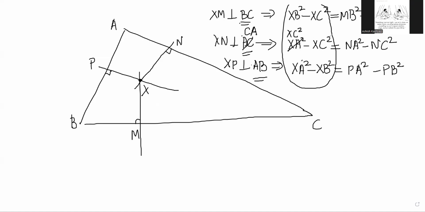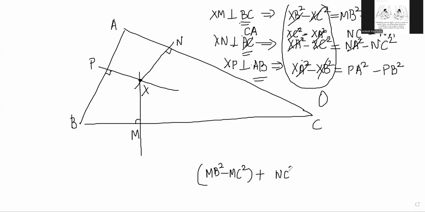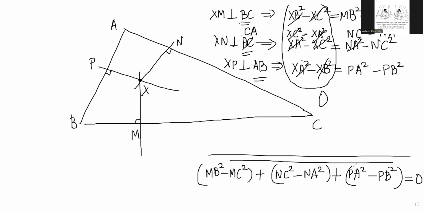XC square minus XA square, and here it comes equal to NC square minus NA square, right? Now it would cancel out nicely, right? Left hand side is 0. So what we are getting is MB square minus MC square plus NC square minus NA square plus PA square minus PB square is equal to 0, right? And that is proof of one side of Carnot's theorem, right?